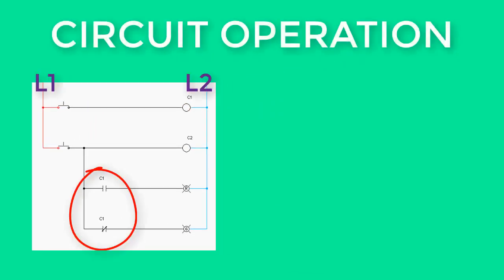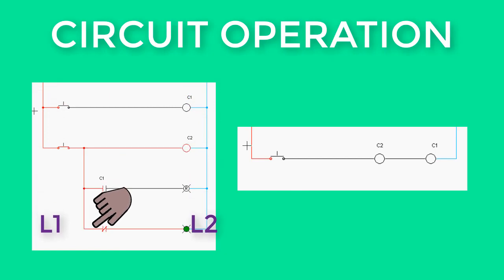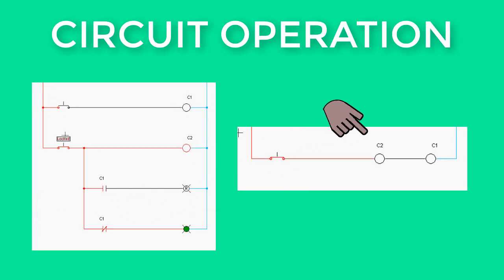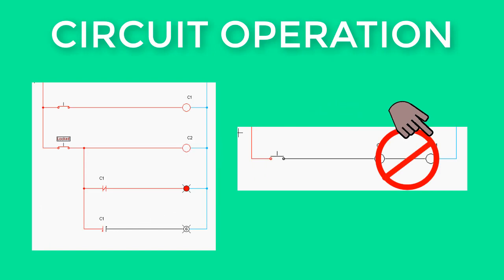As seen here, line 2 typically has no switching devices to the load. Line 1 is typically used to control the load. Also note that load devices should not be connected in series.